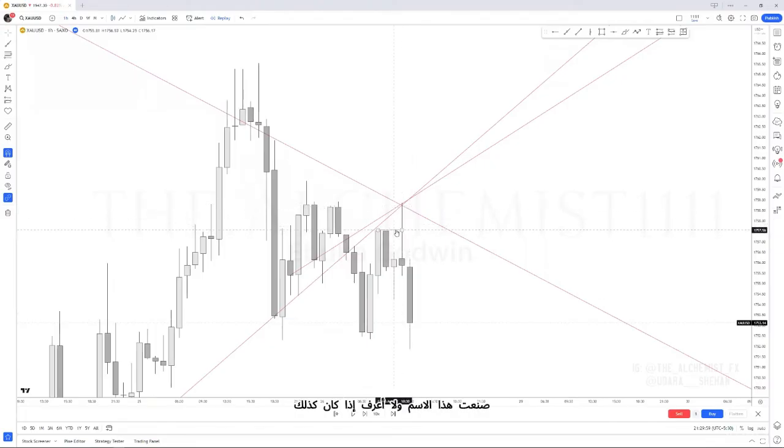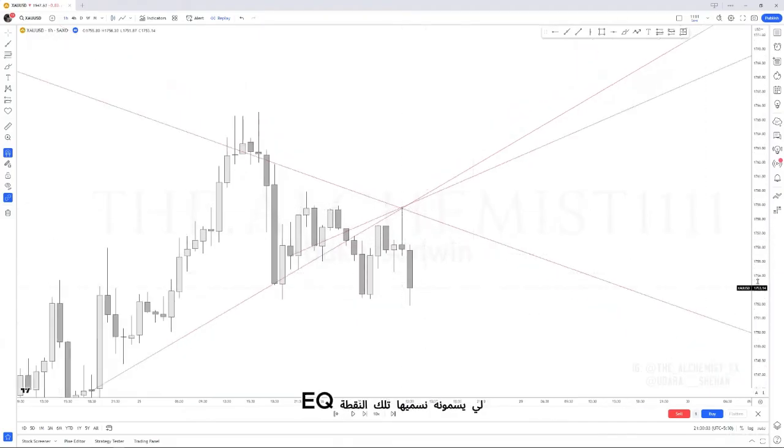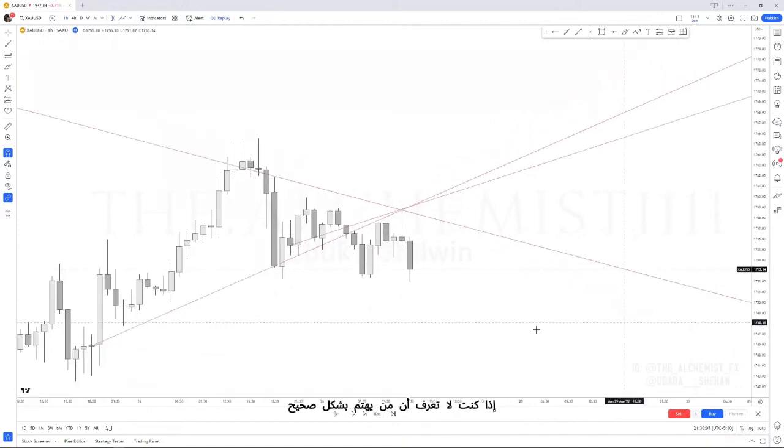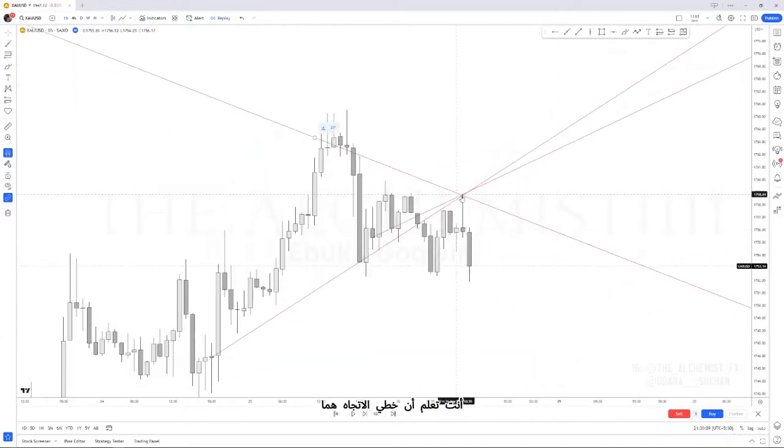I don't know who made that name. I don't know if that is true or not. But yeah, someone told me they call it that, the EQ point. The name isn't even necessary, right? If you didn't know that, who cares, right? You know that the two trend lines are overlapping there.